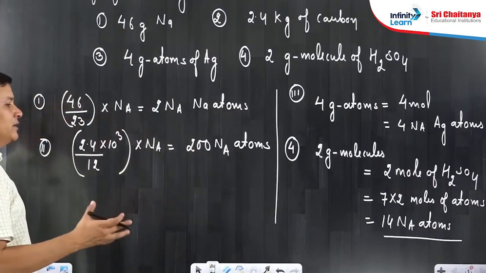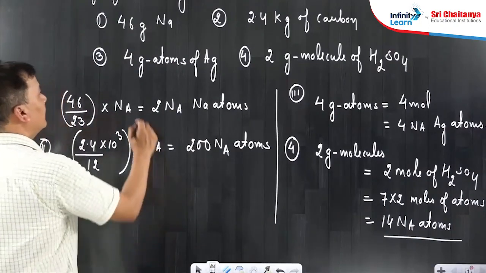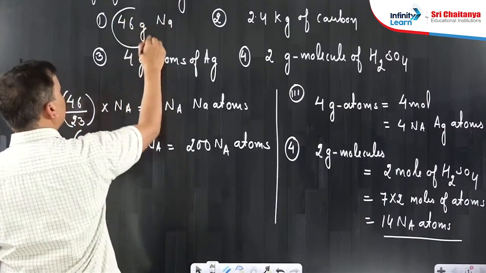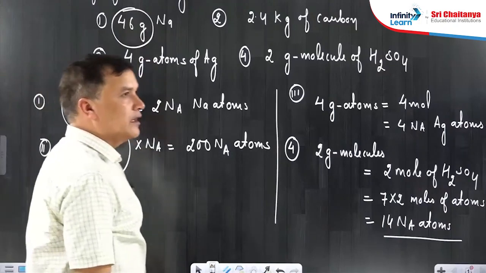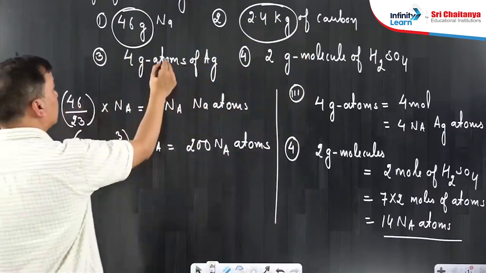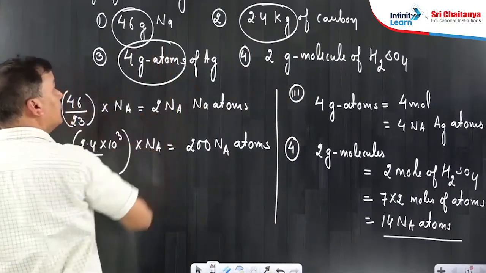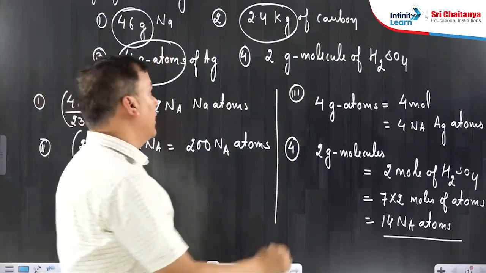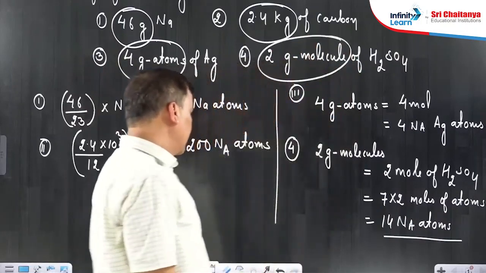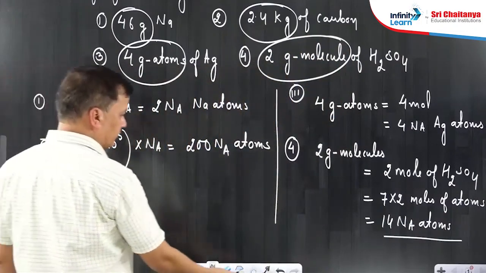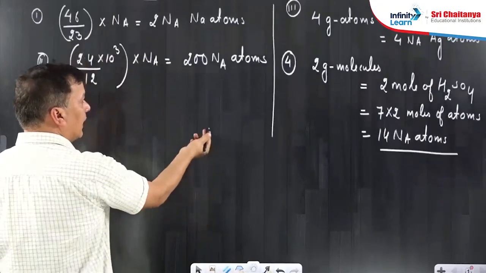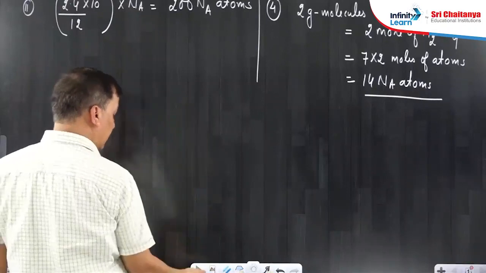We have to find out the number of atoms. First of all, we are given mass, that is 46 gram. In the second case, we are also given mass. In the third case, gram atom is a number of moles. Gram molecules is also number of moles. So, dear student, now after that, I am on the same formula.